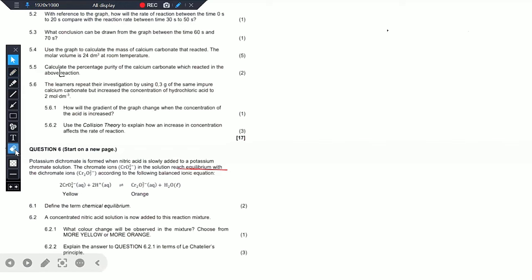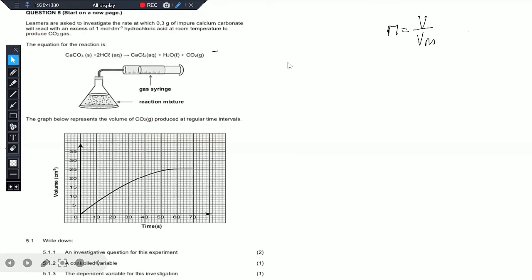And now they're saying, use the graph to calculate the mass of calcium carbonate that reacted. The molar volume is 24 dm cube at room temperature. Now we already know if we are given the molar volume, the formula that we always have to use is n equals V over Vm. It is the only formula where we can substitute the molar volume. The molar volume is the Vm there. So I always made you note that when it comes to reaction rate, you would always have to remember to use that formula.